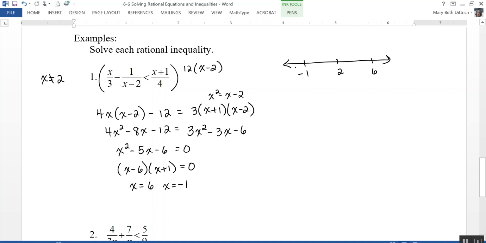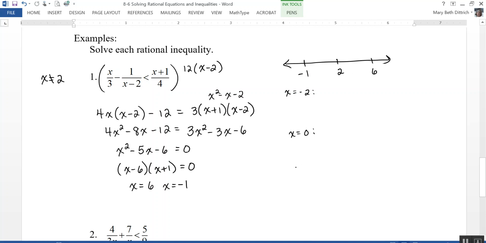So values that are less than negative 1, values between negative 1 and 2, values between 2 and 6, and values greater than 6. Now I need to test a point in each region there. So for this, I'll start on the left here. For this region here, I'm going to test x equals negative 2, and I'm going to go ahead and plug that in. On this region here, I'm going to test x equals 0. Always use 0 if you can.